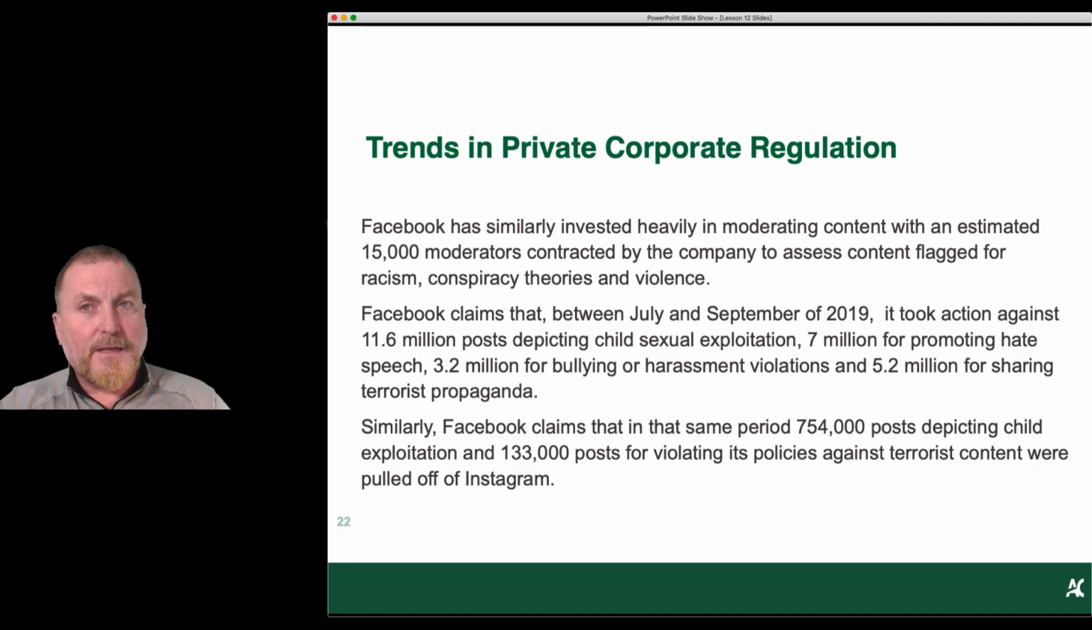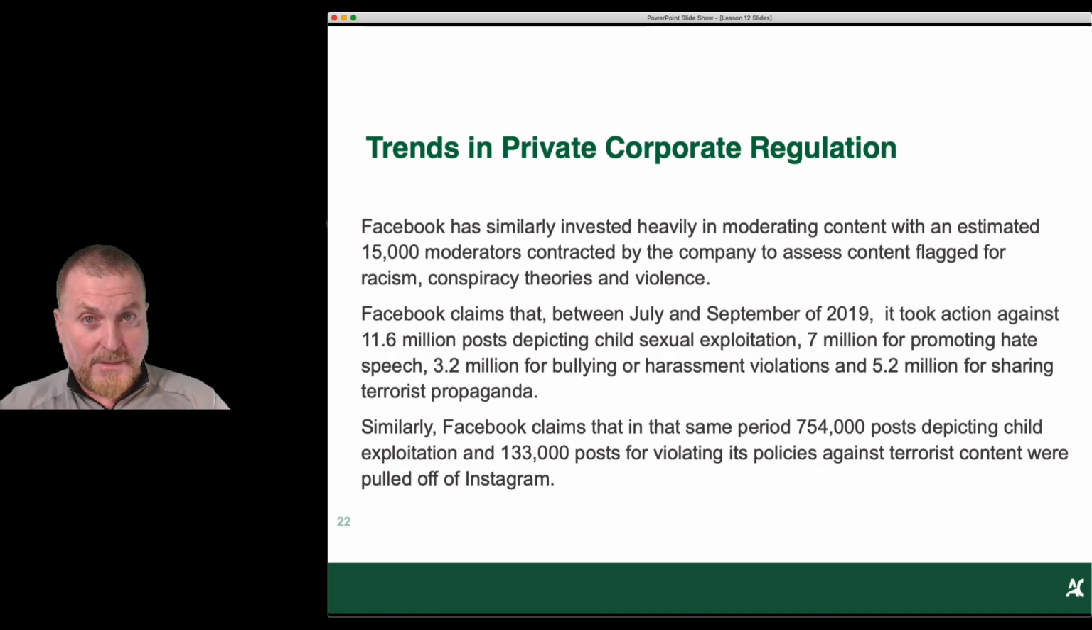Facebook has similarly invested heavily in moderating content, with an estimated 15,000 moderators contracted by the company to assess content flagged for racism, conspiracy theories, and violence. Right? And there have been some really interesting stories coming out by these contracted moderators, of people suffering from PTSD and other quite harmful medical conditions because of the sheer ugliness of what they see when they try to take this off social media. Okay? Facebook claims that between July and September of 2019, it took action against 11.6 million posts depicting child sexual exploitation, 7 million for promoting hate speech, 3.2 million for bullying or harassment violations, and 5.2 million for sharing terrorist propaganda.